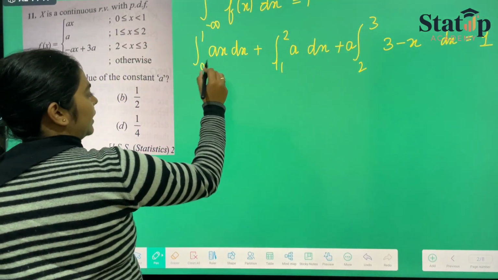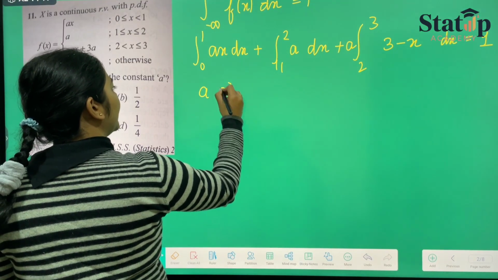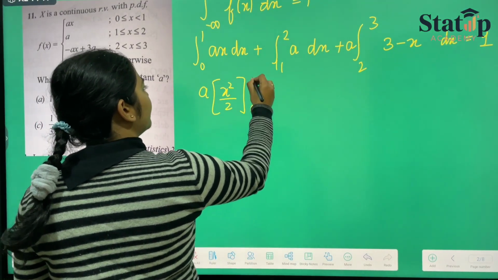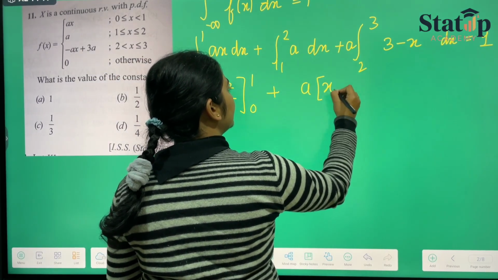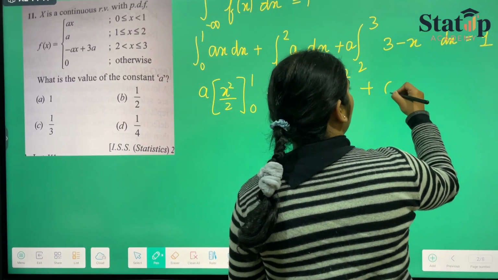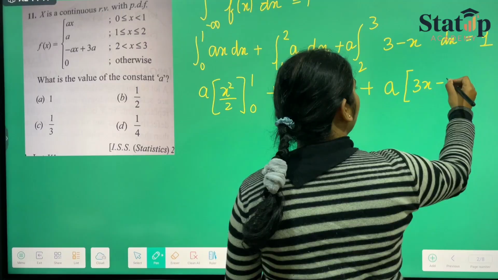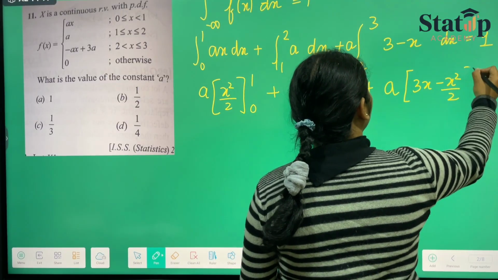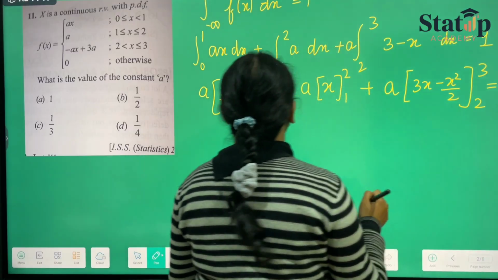So if we integrate ax, a will come outside and x will be integrated as x square by 2 with the limits 0 and 1. Plus a will come outside and x is integrated with the limits 1 and 2. Plus a will come outside and 3x minus x square by 2 will be integrated with the limits 2 and 3, which is equal to 1.